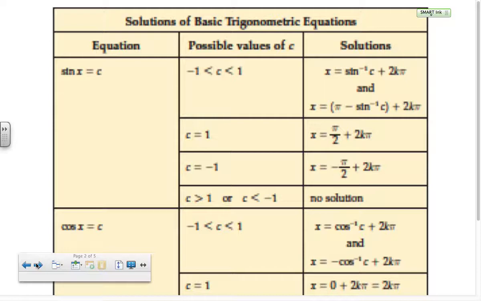If c equals 1, there's only one solution, pi over 2 plus 2k pi. You should know that. If it's -1, it's negative pi over 2 plus 2k pi. And if it is greater than 1 or less than -1, there is no solution.